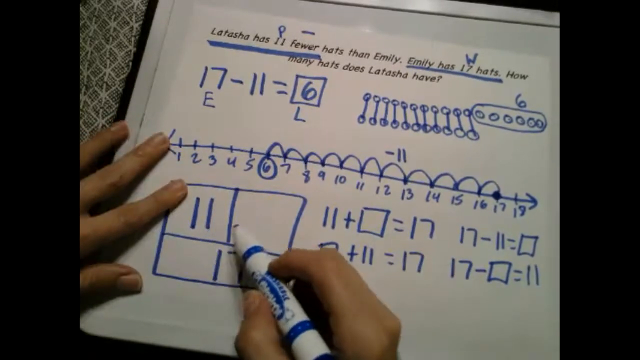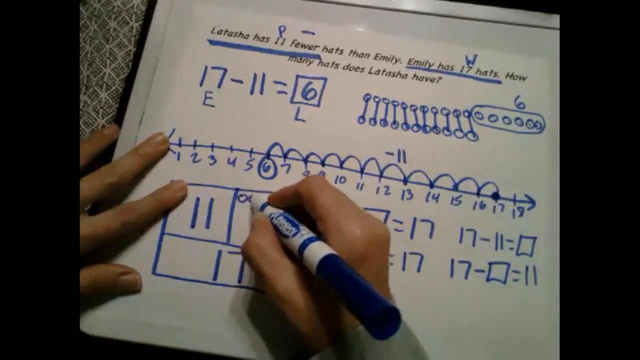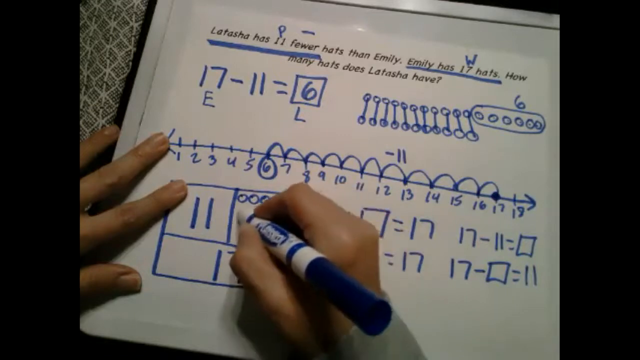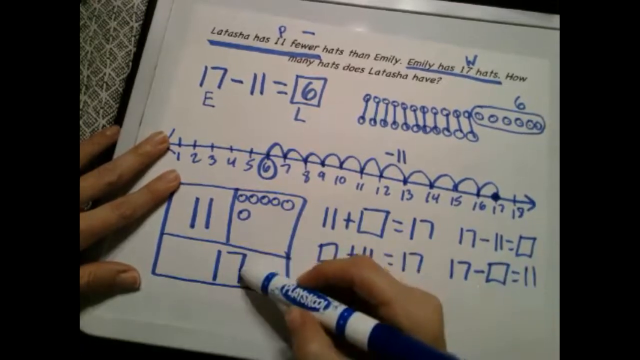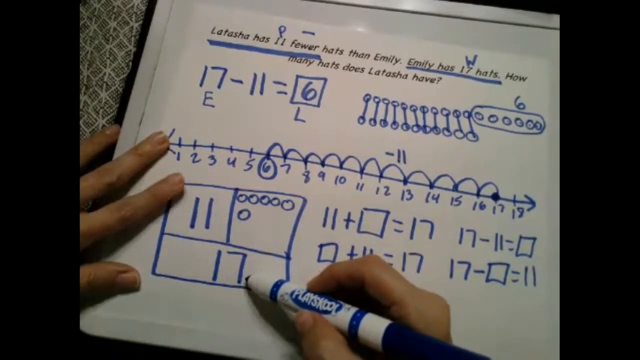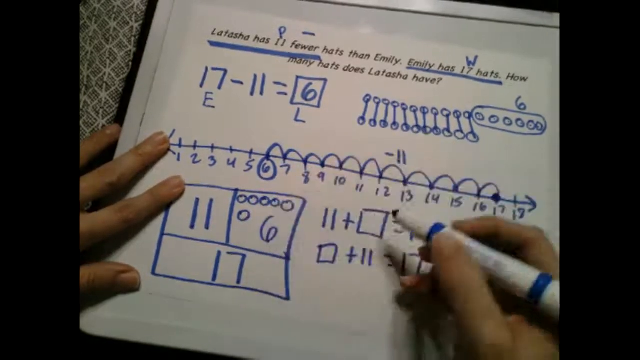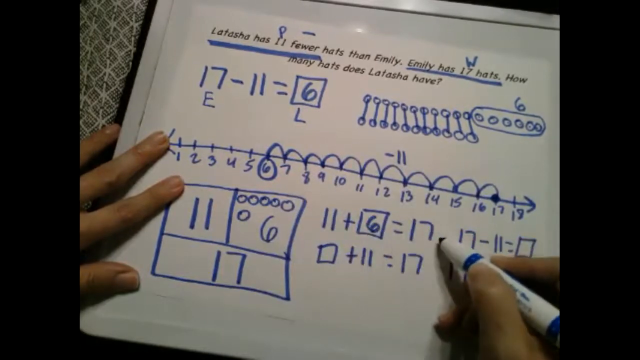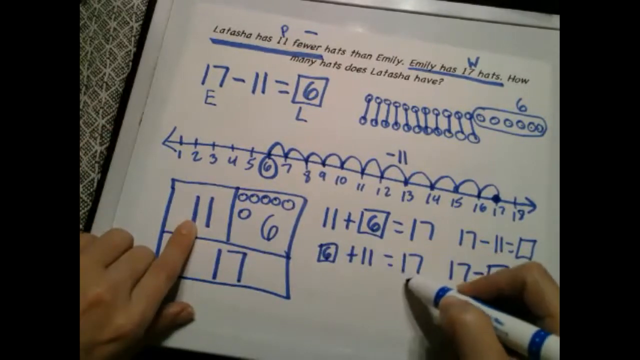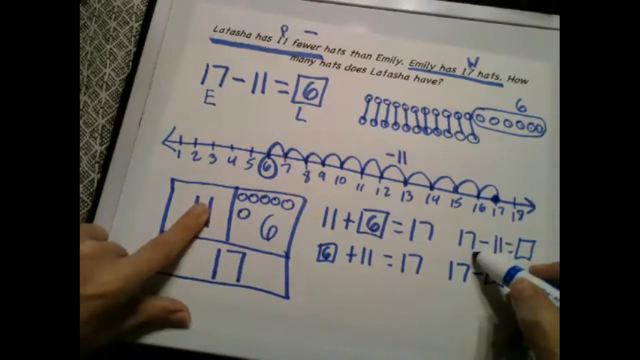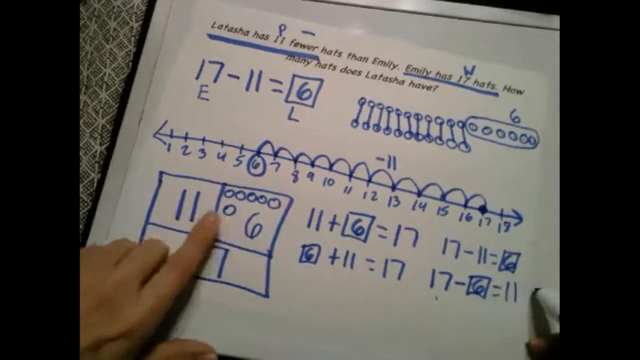So if I'm at 11, I'm going to count on until I get to 17. 11, 12, 13, 14, 15, 16, 17. Now once I get to that 17, I need to stop counting because that's my whole and I don't want to go past our number. So I have 1, 2, 3, 4, 5, 6. So 11 plus 6 equals 17. 6 plus 11 equals 17. 17 minus 11 equals 6. And 17 minus 6 equals 11.